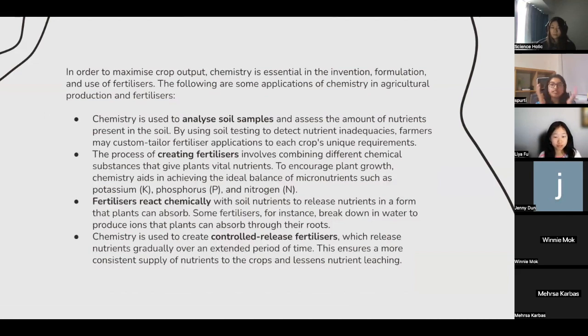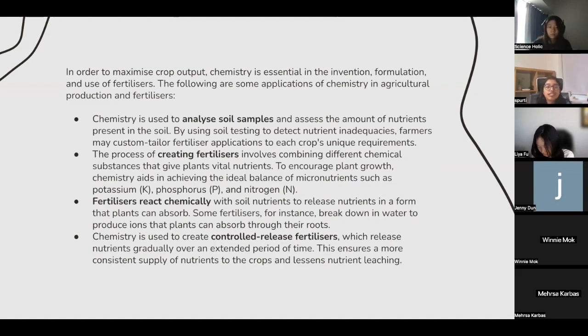So first, chemistry is used to analyze soil samples and assess the amount of nutrients present in the soil. So by using soil testing, we can detect nutrient inadequacies, and farmers may custom tailor fertilizer applications to each crop's unique requirements. So one crop doesn't get too much fertilizer when it doesn't need that much.